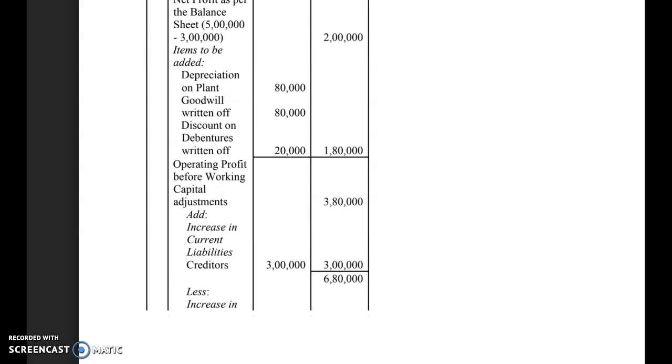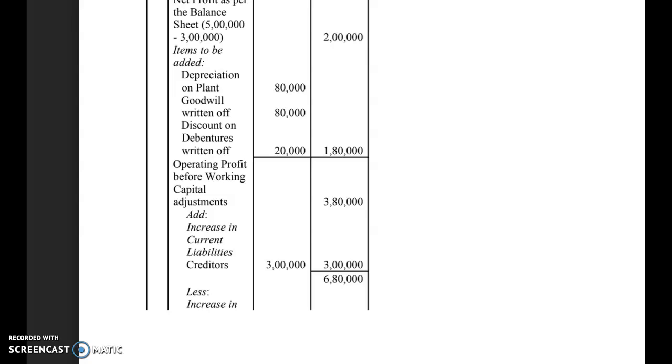But see here, we do not have to take the effect of the cash and cash equivalents. Now what is the rule there? If there is an increase in the current liability, it will be added. If there is a decrease in the current liability, that will be deducted. If there is a decrease in current assets, that will be added. And if there is an increase in the current assets, that will be deducted here. So this way we will take the effect.